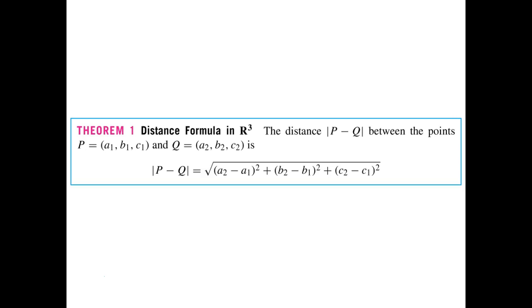Notice distance, magnitude, always positive quantities. Always. A vector could be positive or negative, it doesn't matter. This is a magnitude or a distance, and that would always be positive. So this is a principal square root. You square a number, it's going to be positive, whether A1 is greater than A2 or not. This may be positive or negative, but when you square it, it becomes positive. Add to that another positive number, add another positive number, and you've got a positive number; taking the square root, you're going to have a positive number, the principal square root. Okay, so that's the distance formula in R3.